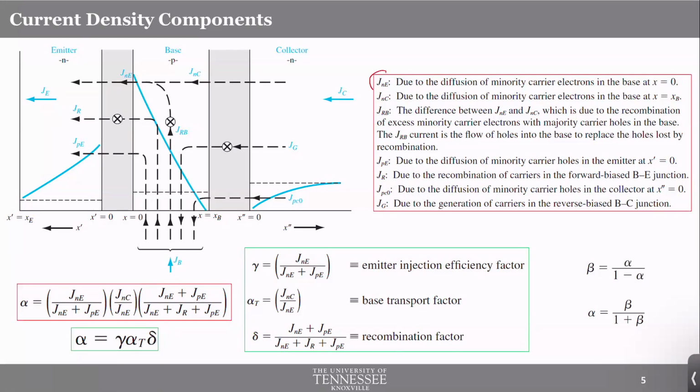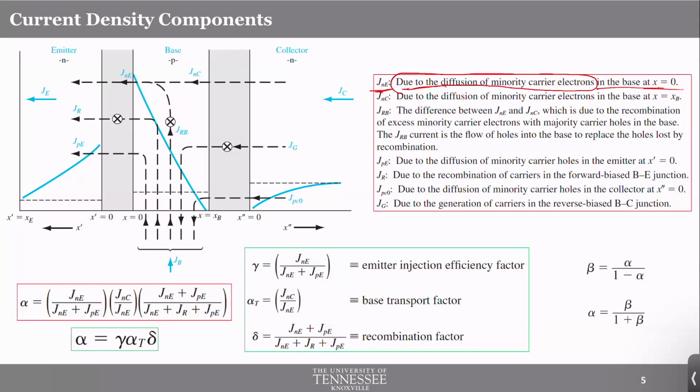So the first one is J. J represents current density, as you know, we have used it many times. When you use an N with it, it typically represents current density due to electron flow. If I put in E, that represents the emitter side, C represents the collector side, B represents the base junction, as you can imagine. So JNE represents the current density due to the diffusion of minority carrier electrons in the base at x equals 0. It's a mouthful, I know.